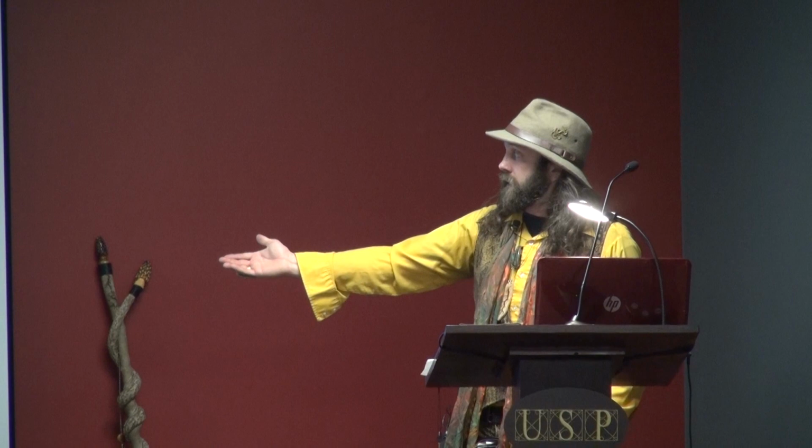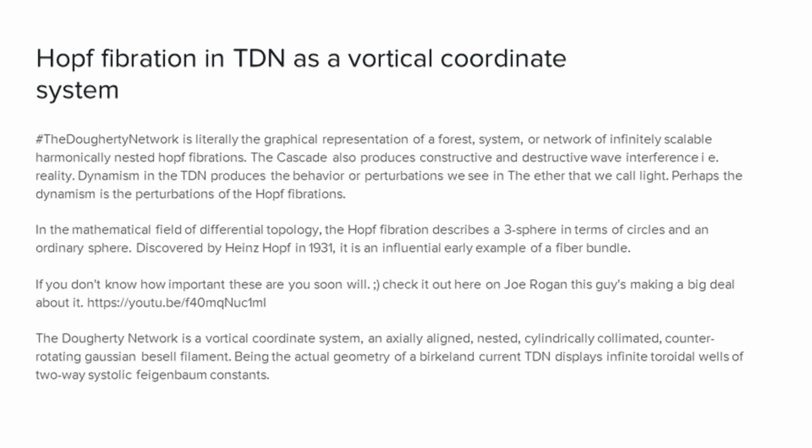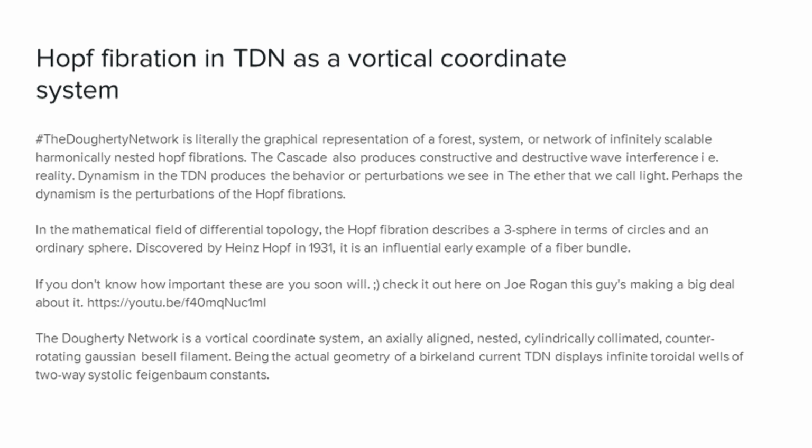So, Hopf vibration. Hopf vibration in the Dougherty network as a vortical coordinate system. The Dougherty network is literally the graphical representation of a forest, system, or network of infinitely scalable harmonic nested Hopf vibrations. The Hopf vibration was that shape that you saw, but they move and nest inside of each other, and that's what the twister that we were showing moves and nests like. That's why those mushroom cloud-like shapes are there, because of that dynamic. The cascade also produces constructive and destructive wave interference, i.e. reality. The dynamism in the Dougherty network produces the behavior or perturbations we see in the ether that we call light. Perhaps the dynamism is the perturbations of the Hopf vibrations moving in the network, or undulating.